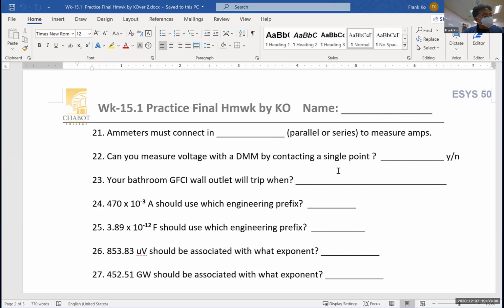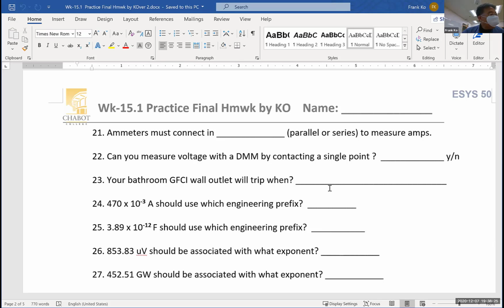24, what engineering prefix do we use? Milli, so lowercase m, yes? Okay, number 25, which engineering prefix do we use? Pico, so lowercase p. And number 26, what exponent should we have here? -6. 10 to the -6 power for number 26. Any questions 24 through 26?